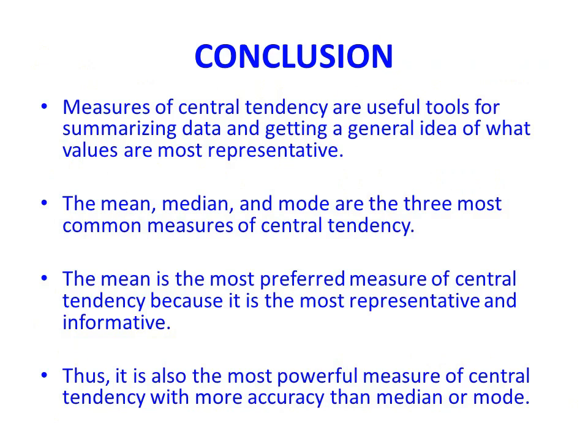Conclusion: measures of central tendency are useful tools for summarizing data and getting a general idea of what values are most representative. The mean, median, and mode are the three most common measures of central tendency. The mean is the most preferred measure of central tendency because it is the most representative and informative. Thus, it is also the most powerful measure of central tendency with more accuracy than median or mode.